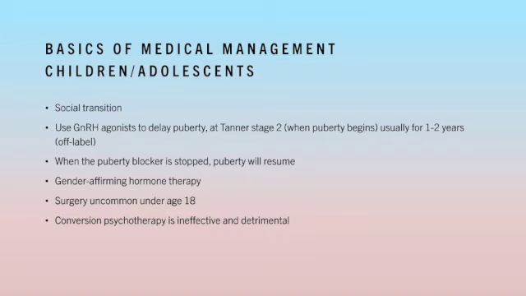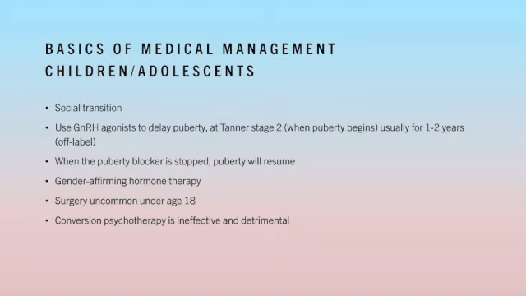Suppression may occur at Tanner stage 2, which occurs on average at age 10.5 years in people assigned female at birth, and at 11.5 years in those assigned male at birth. This is the stage at which secondary sexual characteristics begin to appear.